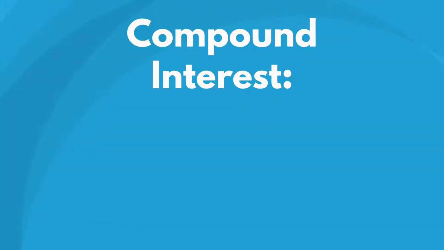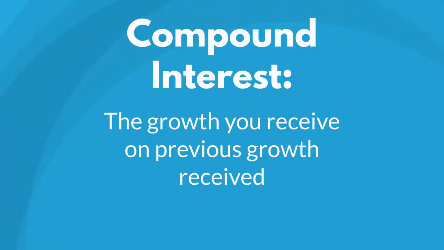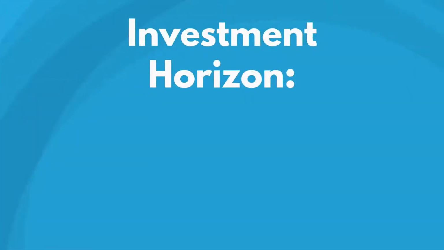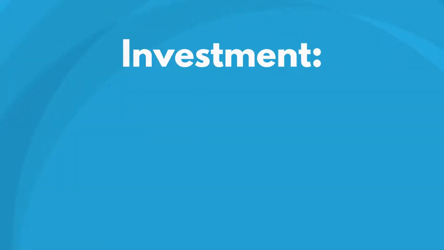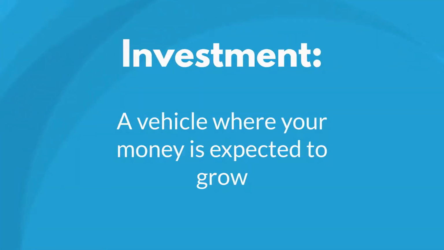Compound interest is the growth that you received on previous growth received. The investment horizon is the time you have to save. This includes the time you will be drawing an income. An investment is a vehicle where your money is expected to grow.